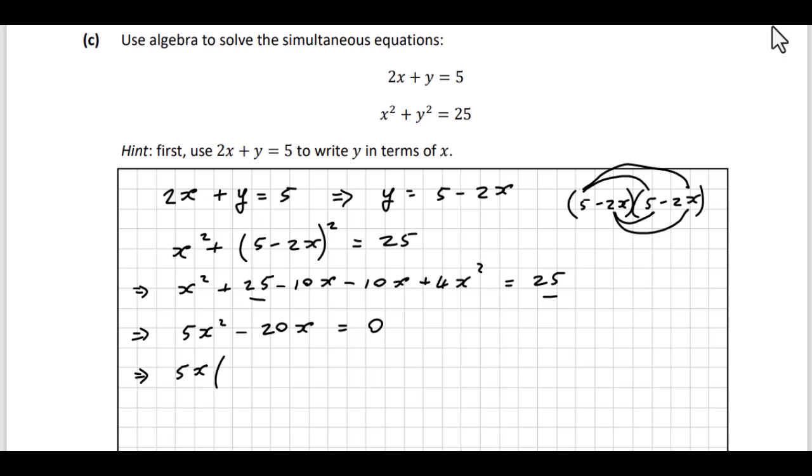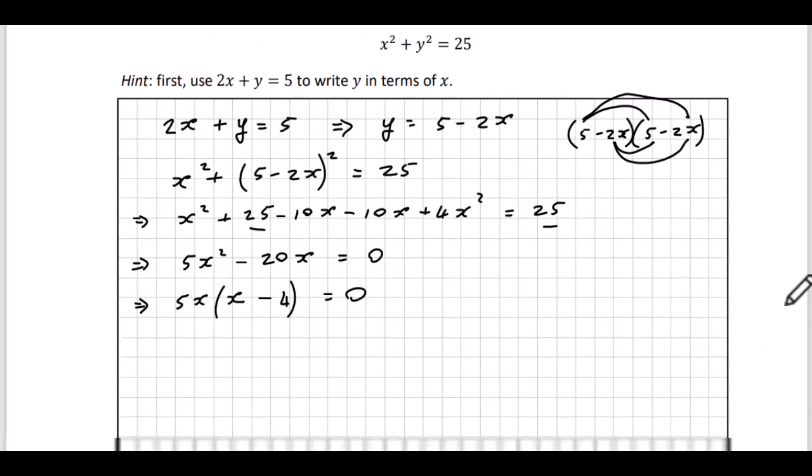Now what would I multiply 5x by to give me 5x squared? Well, just x. What would I multiply 5x by to give me a minus? Well, minus. Plus times minus is minus. 5 will have to be multiplied by 4 to give me 20. Okay, so now I have 5x times (x minus 4), and my answer is 0.